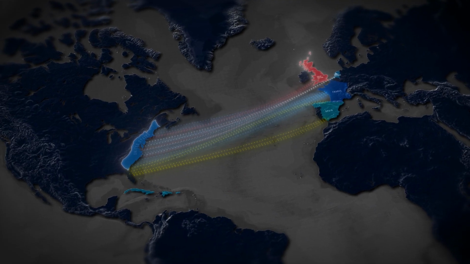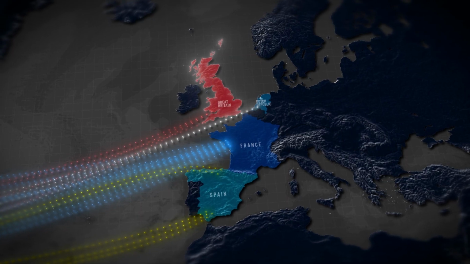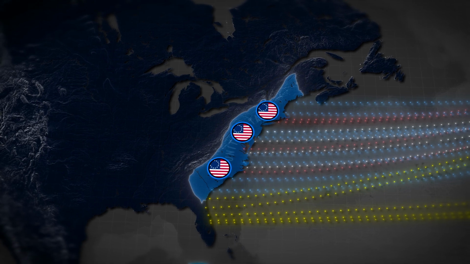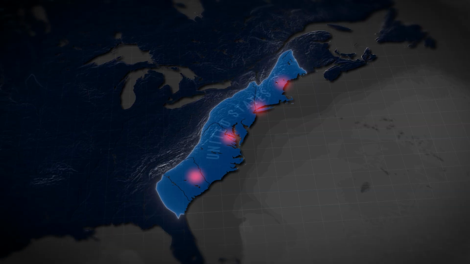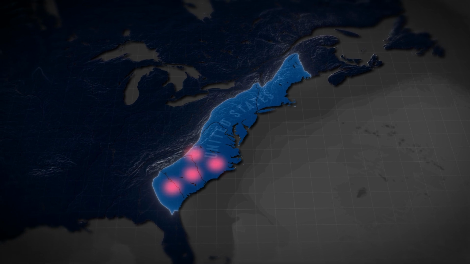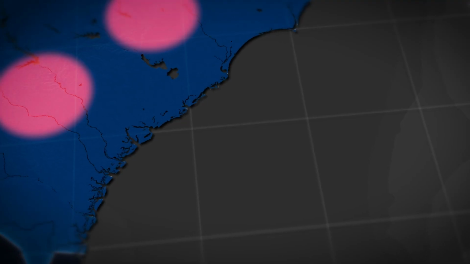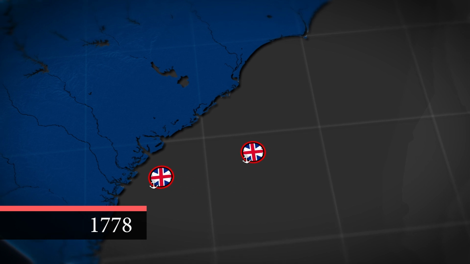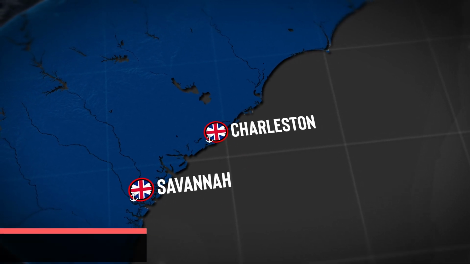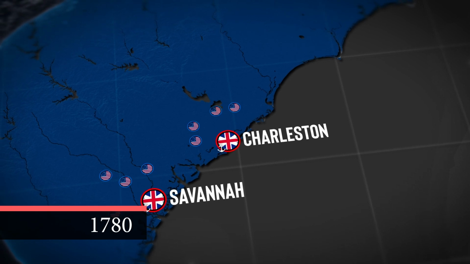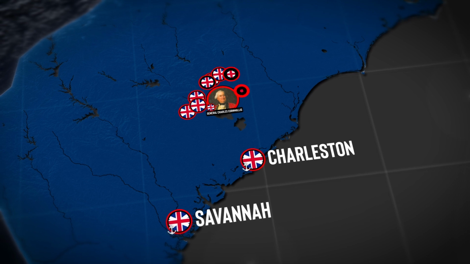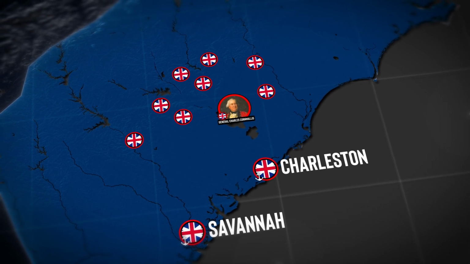Saratoga transformed the conflict into a global war, with Britain now facing powerful European rivals as well as the American colonies. As the war dragged on, Britain shifted its focus to the southern colonies, believing there was stronger loyalist support there and hoping to regain momentum. In 1778, British forces captured Savannah, Georgia, and soon after, Charleston, South Carolina, in 1780, dealing a significant blow to the American forces.